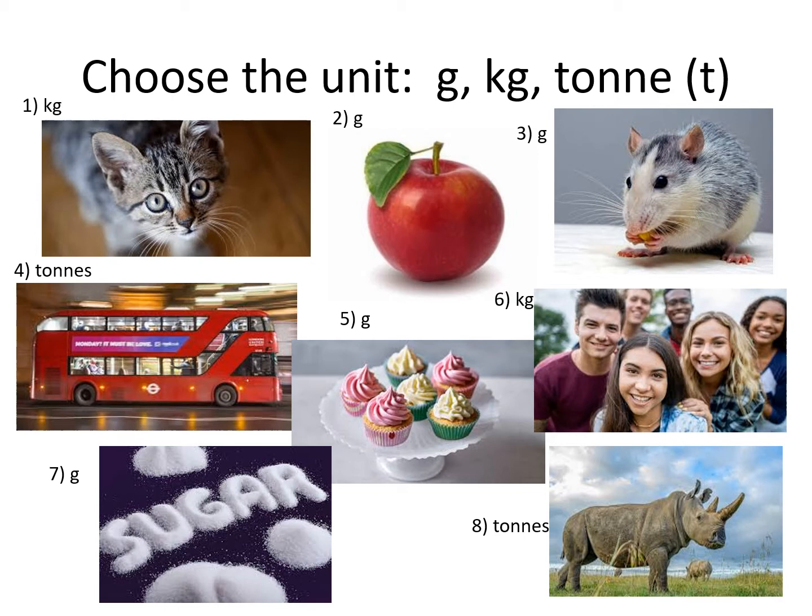Number 4, the bus. Oh, definitely tons. Very, very heavy. Number 5, the cupcakes, usually measured in grams. Number 6, some humans. We often weigh ourselves using kilograms. Number 7, sugar. Sugar is weighed in grams. If you have a very large amount of sugar, over 1,000 grams, you would use kilograms.